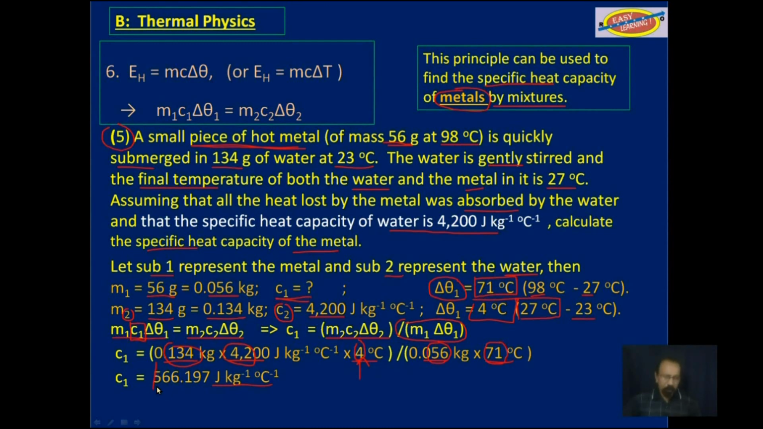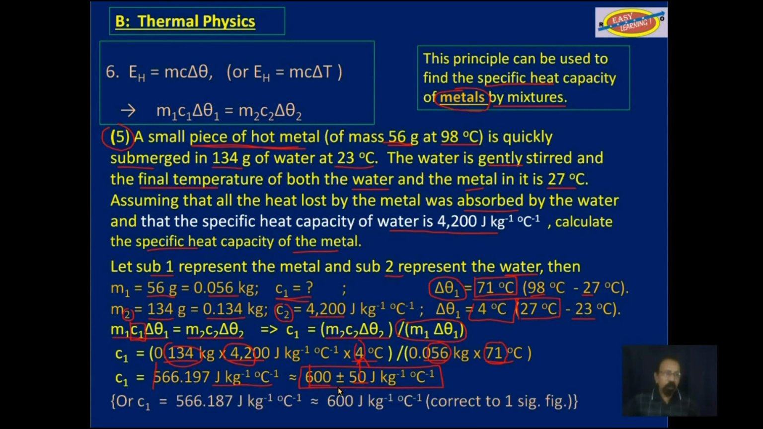We have to round off here at that 5, which will give us 600. And since we are rounding at the hundredths position, we take half of that position, which is 50. And so our answer is 600 plus or minus 50 joules per kilogram per degree Celsius. That is the specific heat capacity of the metal. This is also correct, but remember that's the format we will write for C-sec.